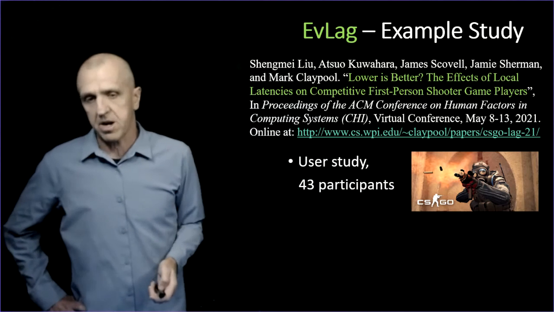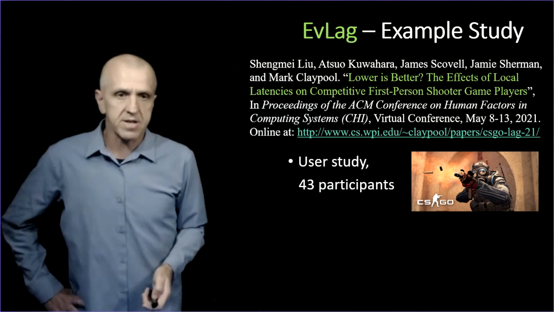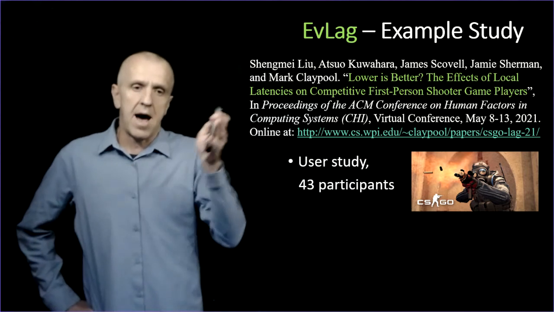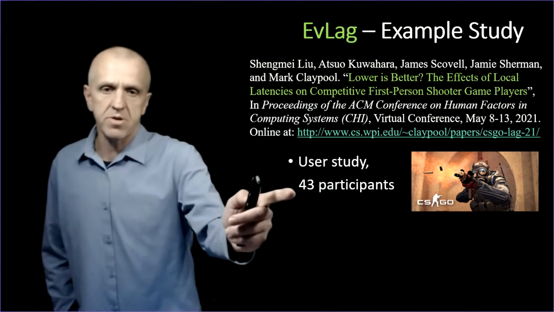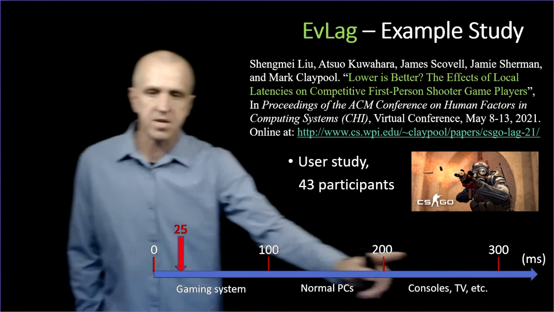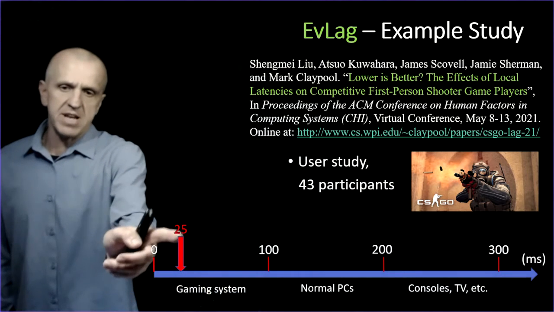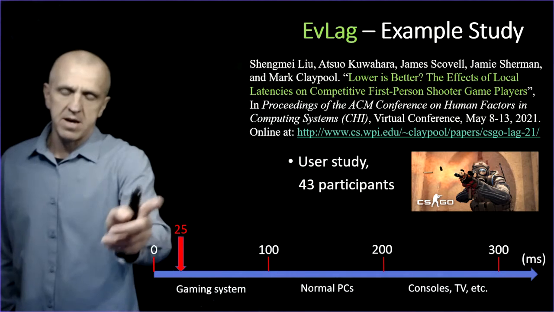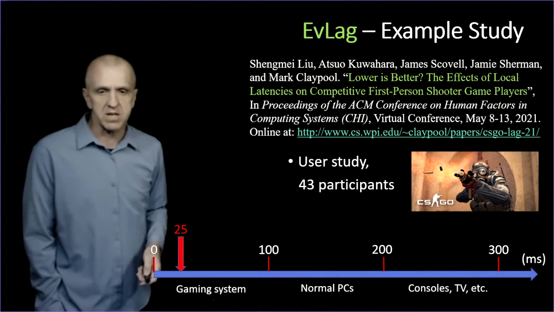These are competitive players who are going to care about performance, and how does latency affect them, and in particular, high-end gaming systems versus slower systems. So we had 43 users play it. And again, this is the range of possible latencies in the system you might see. So gaming systems are down on this end. A 25 millisecond latency is decent for a gaming system.